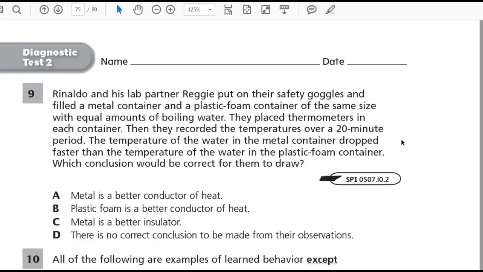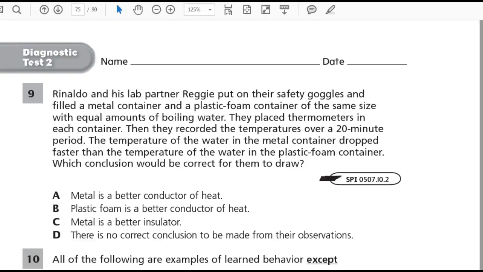A, metal is a better conductor of heat. B, plastic foam is a better conductor of heat. C, metal is a better insulator. Or D, there is no correct conclusion to be made from their observations. Which one is correct? Yes, A, metal is a better conductor of heat. Because metal is such a good conductor, the heat in the boiling water moves right out of it, through the metal, into the air around it.